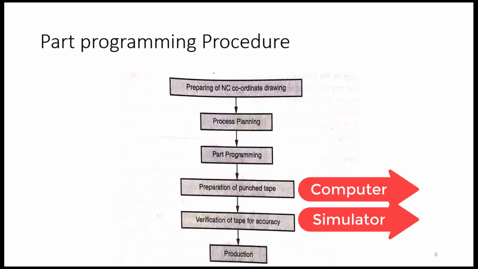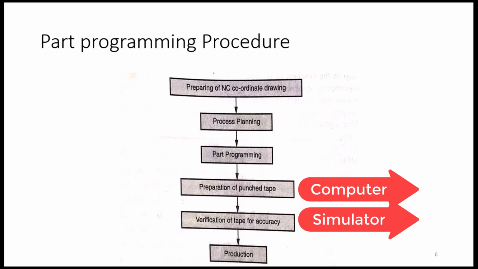When your part program passes the simulator, your verification is done, and then it is sent to production. So this is the part programming procedure to be followed whenever an object has to be produced through a CNC machine. Firstly you draw a drawing, and then process planning, meaning which operation is to be done first, second, third, so sequence setting. Then the third one is part programming, writing the G codes and M codes. Then preparation of the punched tape, which is changed to computers. Clear? Then the verification is done through the simulators. And the last one is production.